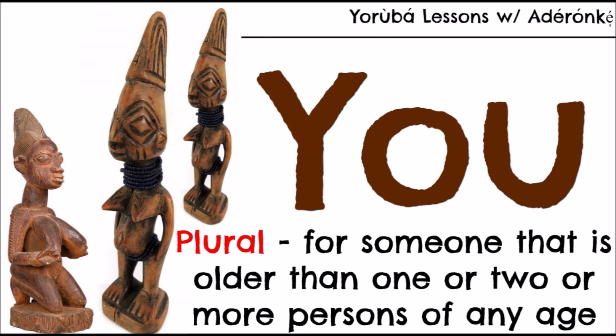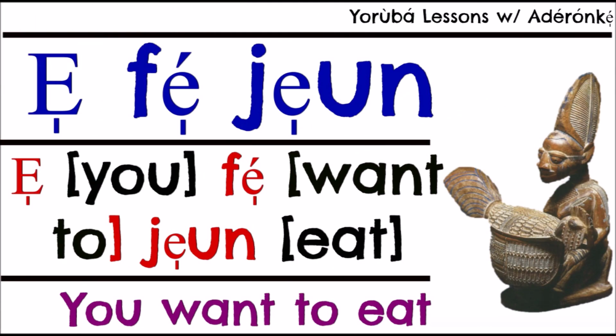And then the plural you. So when you're addressing someone that is older than you, or when you're addressing two or more persons of any age, ẹ fẹ́ jẹun, you want to eat. In this case, you would be for someone who is older than you, or when you're talking to two or more persons of any age, or one person that is older than you, ẹ fẹ́ jẹun.